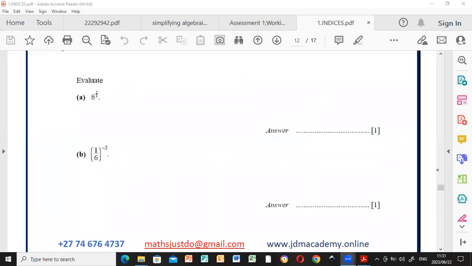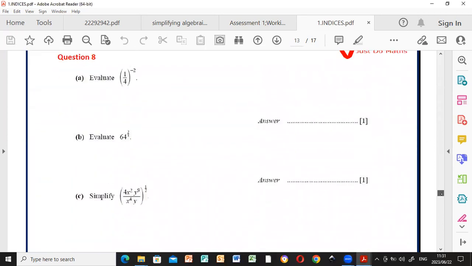Let's quickly move on to another question. Question number 8. So 1 over 4 to the power of negative 2. It seems like these questions are repeating, but this is not my problem. That's a clear sign to show that what you're going to write in your exam is a repetition of what has been examined before. Like these questions, see, they're just repeating themselves.